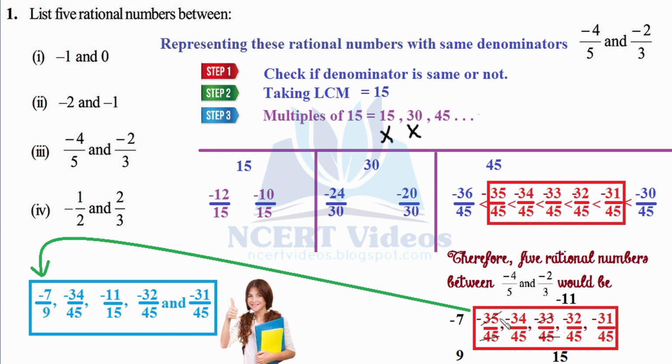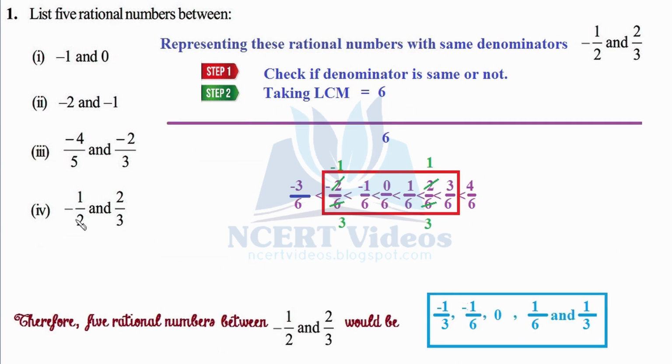However, you can also write this, but it is always recommended to write the fractions or rational numbers in their least form. So that is your third. Fourth part, minus 1 over 2 and 2 over 3.